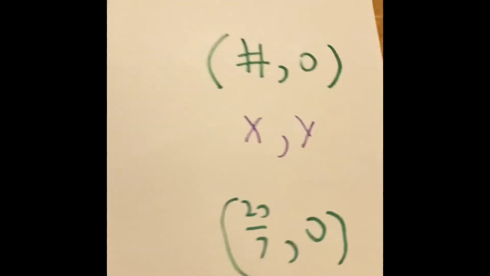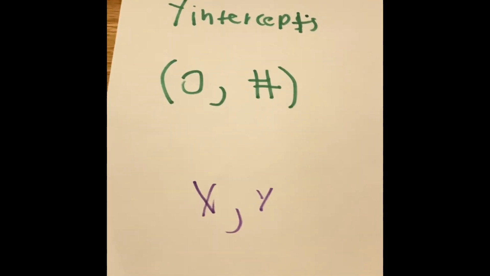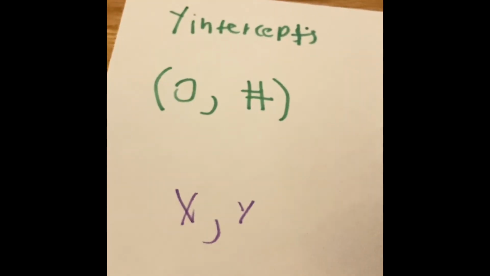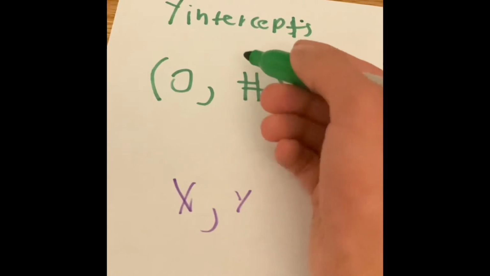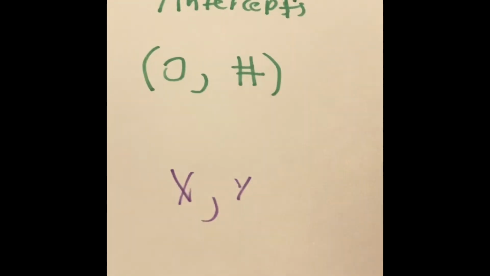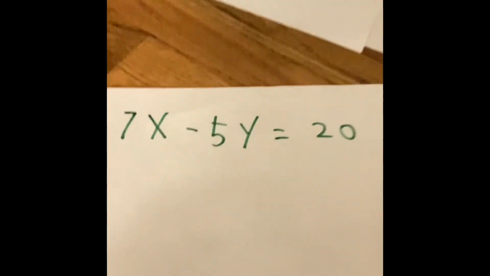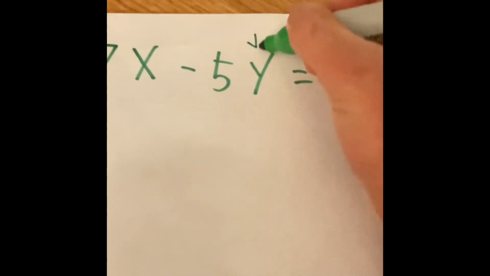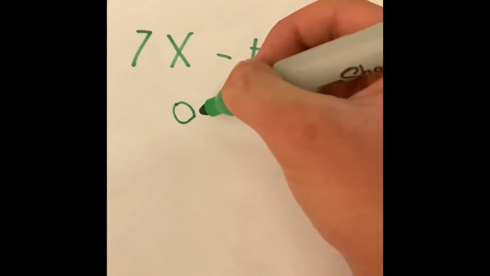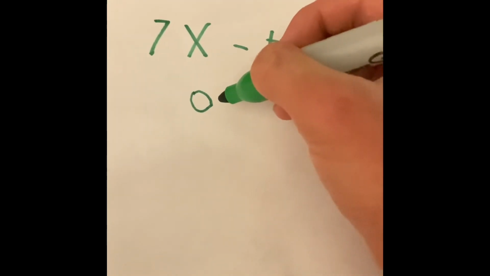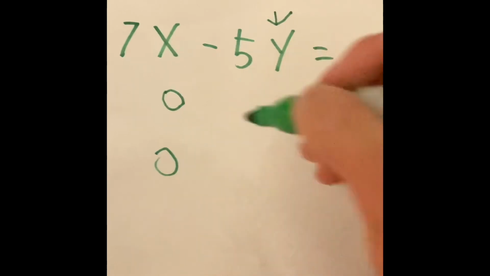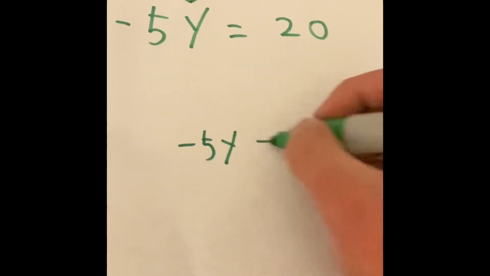Now let's find the y-intercept of 7x minus 5y equals 20. Remember, the y-intercept must have an x of 0 and any other number as y. Since we're looking for the y-intercept, we're trying to isolate the y variable. So we insert 0 for x, because y-intercepts must have 0 as x in their points. 7 multiplied by 0 is 0. So now we have -5y equals 20.